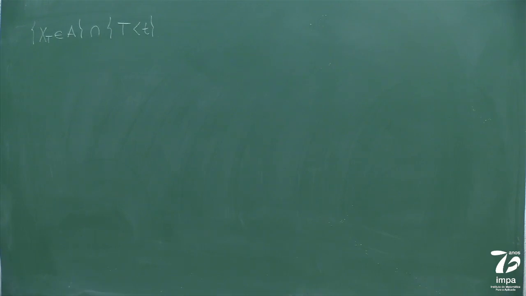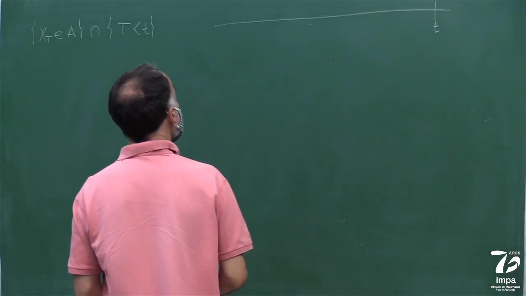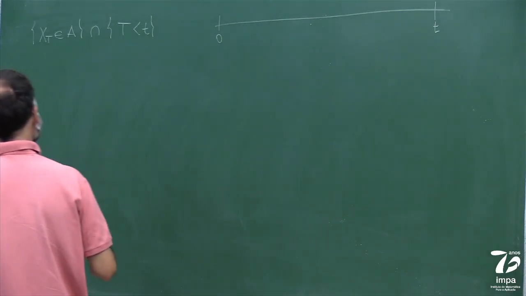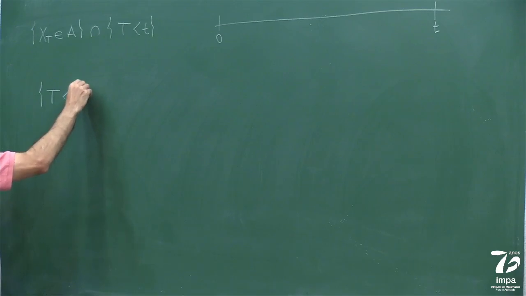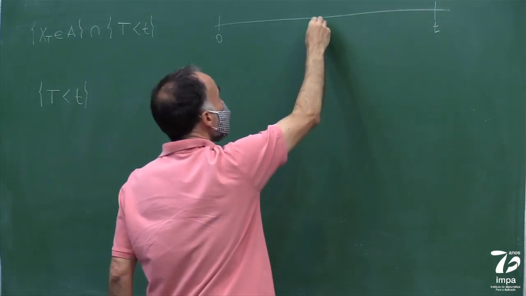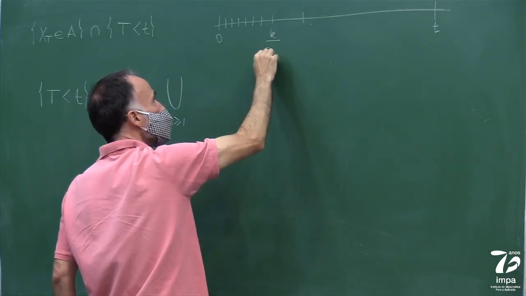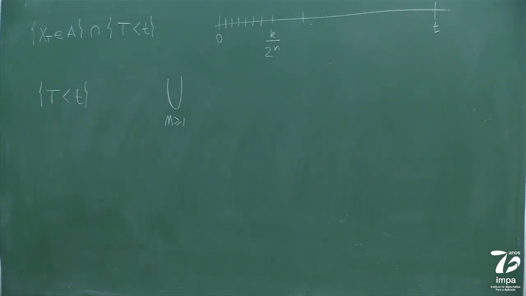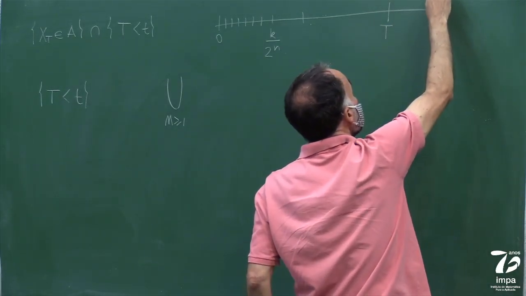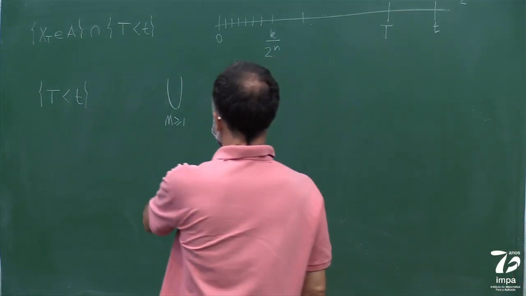And again, I will use the fact that the process is right continuous. So the idea is as follows. Here is t. What I'm claiming is that if T is smaller than t, then there exists an integer n. So what I intend to do is to divide this set in intervals of size 1 over 2^n. Then, since T is smaller than t, for n sufficiently large, this difference will be larger than 1 over 2^n. So this means that there exists an n such.